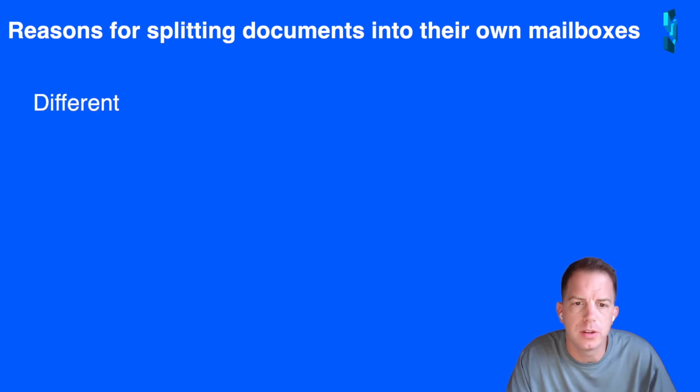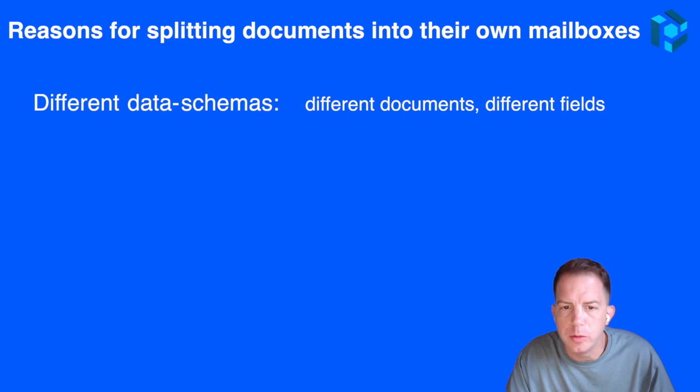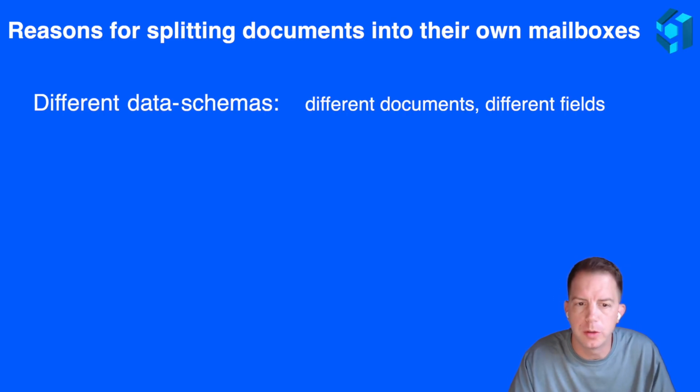There are a few cases where creating additional mailboxes makes sense. Case one is different data schema. If different documents require different fields, you'll want separate mailboxes. For example, one invoice workflow may require only totals, while another requires detailed line items. Those should usually live in separate mailboxes.